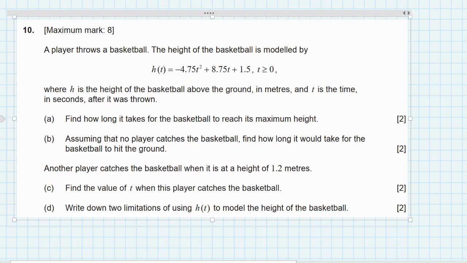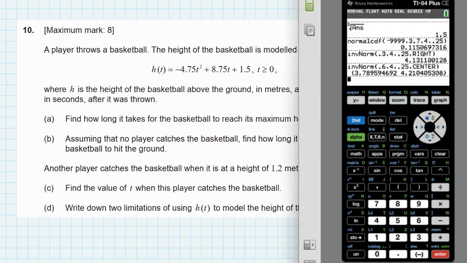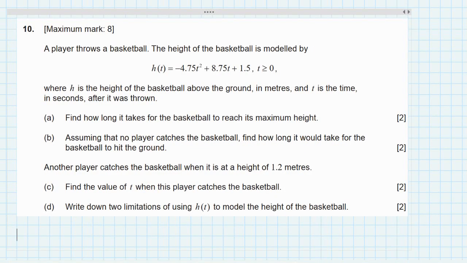First question, find how long it takes for the basketball to reach the maximum height. We have two ways at least. The first way, you can use calculus, find the first derivative, find the maximum. The first derivative equals 0. Or you can use algebra, factorization, find the zeros. Or I'll recommend you use your calculator, because your calculator is your friend in this case.